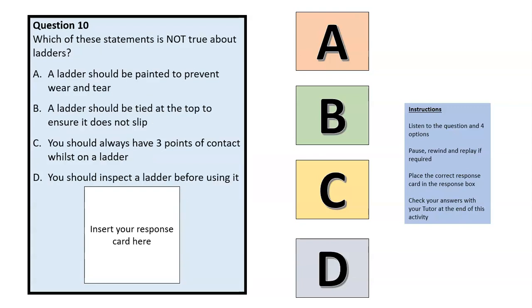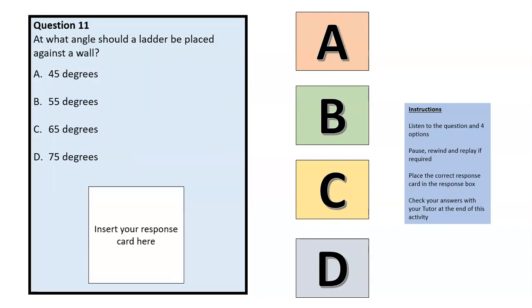Question 10. Which of these statements is not true about ladders? A. A ladder should be painted to prevent wear and tear. B. A ladder should be tied at the top to ensure it does not slip. C. You should always have 3 points of contact whilst on a ladder. D. You should inspect a ladder before using it.